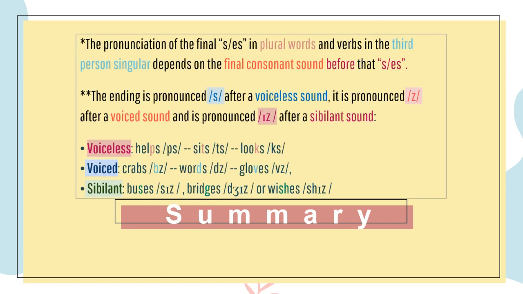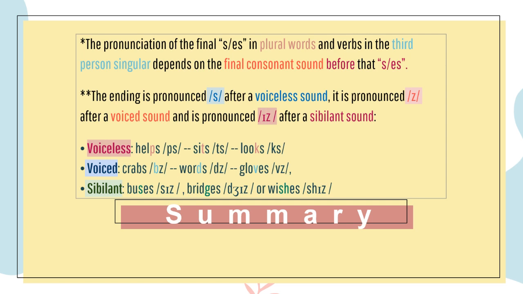Here is a summary for you. The pronunciation of the final S or ES in plural words and verbs in the third person singular depends on the final consonant sound before that S or ES. The ending is pronounced S after a voiceless sound, and it is pronounced Z after a voiced sound, and is pronounced IZ after a sibilant sound.